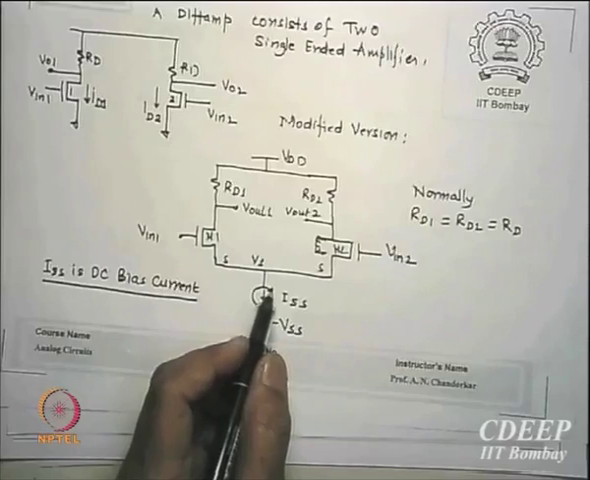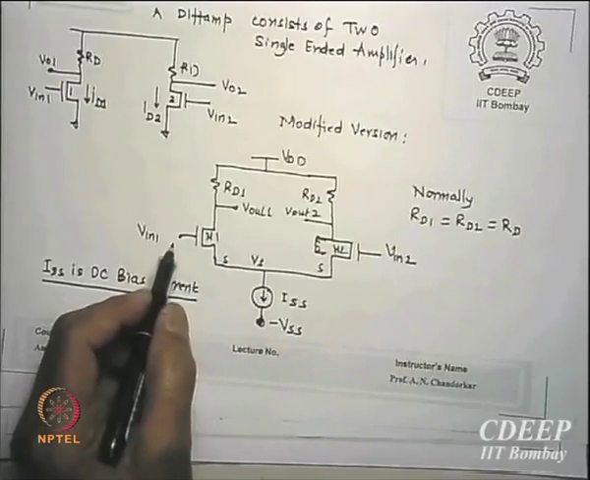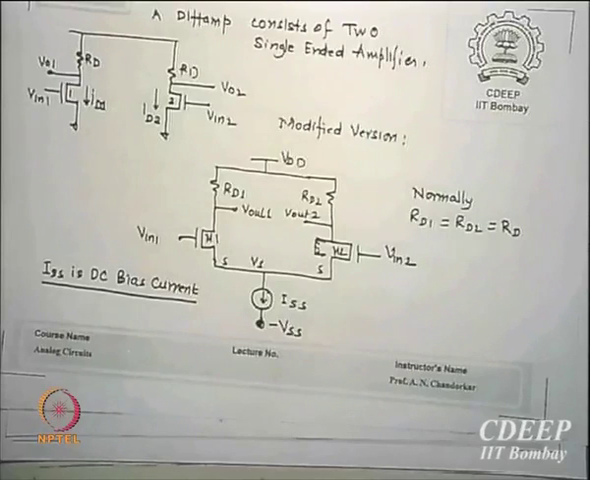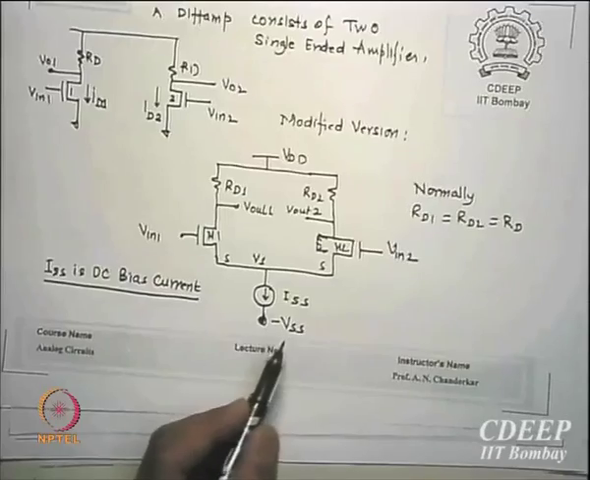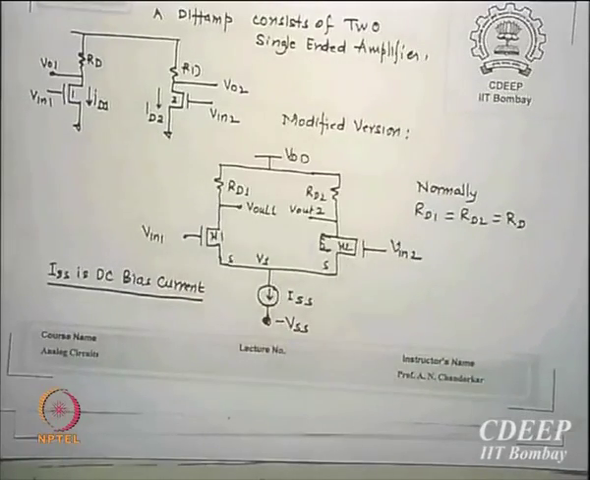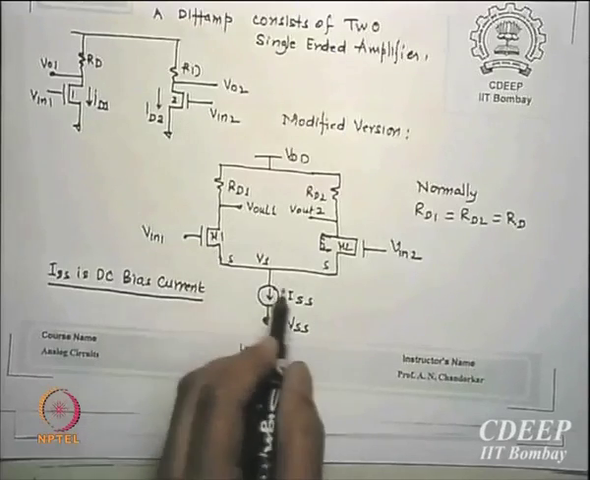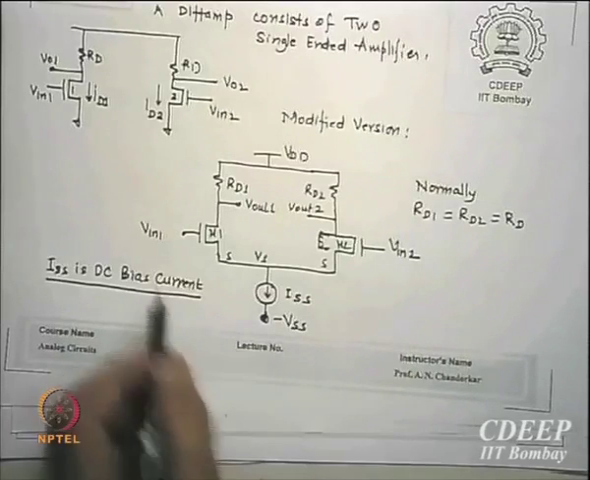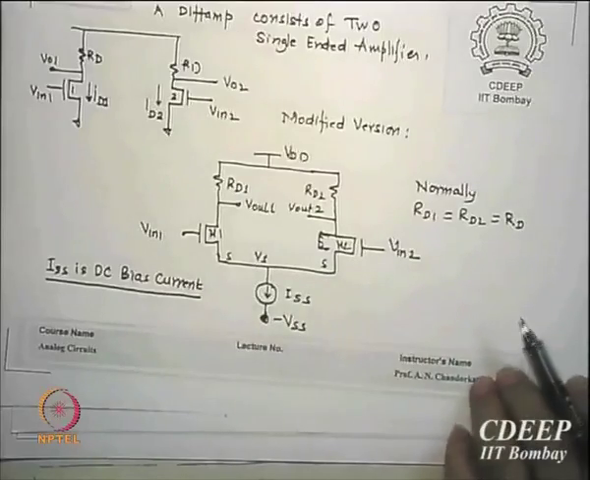So how much is VGS for M1? VIN1 minus VS. And VIN2 minus VS is the VGS for M2. But since VIN1 is equal to VIN2, call it VIN, both transistors have the same VGS. If they are the same devices with the same threshold, VGS minus VT is also the same. Let us say ISS is so balanced that it gives sufficient current so that both devices remain in saturation. What does that mean? The current, half will come here, half will come here, because VGS minus VT is the same for both devices. If they are equal, the half-half current must flow through them.